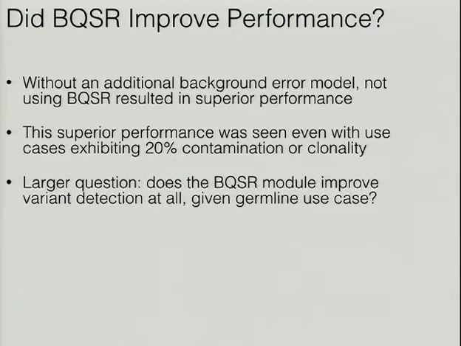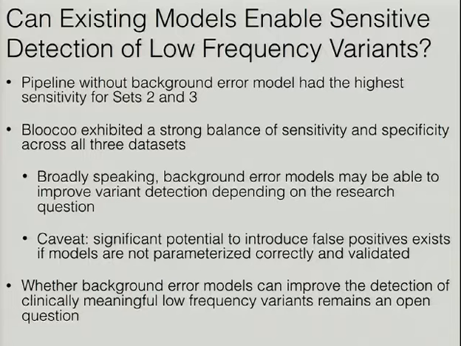So, to answer the question, did BQSR actually improve performance? Well, without an additional background error model, not using BQSR did seem to result in superior performance on this data, which interestingly was whole genome sequencing data. The superior performance was seen even with use cases which exhibited 20% contamination and clonality. And because we saw an improvement in performance in the Germline case as well, this brings up a larger question. Does the BQSR module improve variant detection for the Germline use case? In addition, the second question, can existing models enable sensitive detection of low-frequency variants?